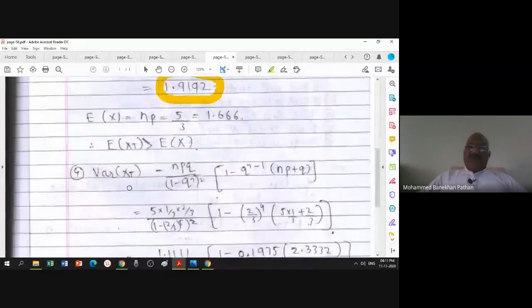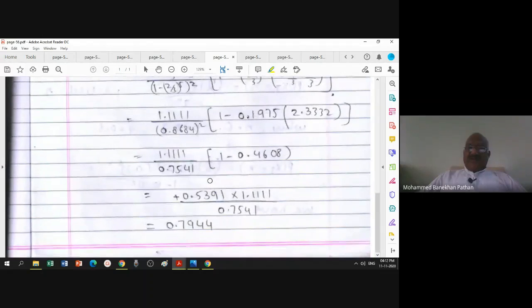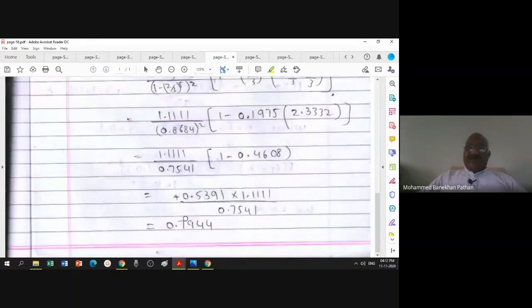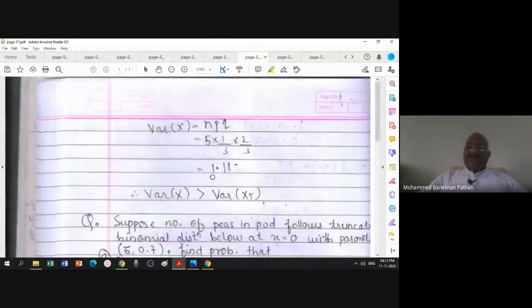Now part number 4, you want to find the variance of truncated binomial. Formula is npq, divided by (1 minus q raised to n) whole square, into (1 minus q raised to n minus 1, bracket np plus q). Replace the values in the proper place, simplify, and you get the variance of the truncated binomial with given parameters. Let us see now the variance of the original variable. Variance of binomial without truncation is npq. Put the numbers and simplify. You can see variance with truncation is 0.79 and without truncation is 1.11.